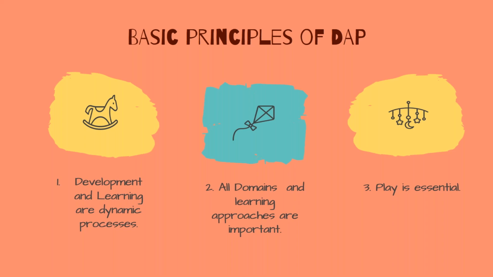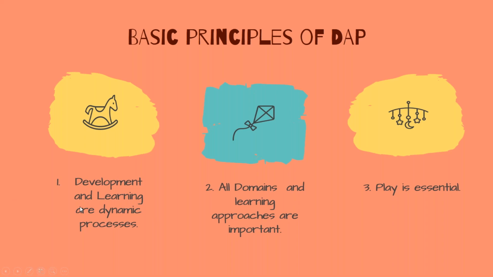They are dynamic processes that reflect the complex interplay between a child's biological characteristics and the environment, each shaping the other as future patterns of growth. So, number 2 is all domains of child development and learning approaches are important. Physical development, cognitive development, social and emotional development, and linguistic development, including bilingual or multilingual development, as well as approaches to learning, are important. Each domain both supports and is supported by the others.